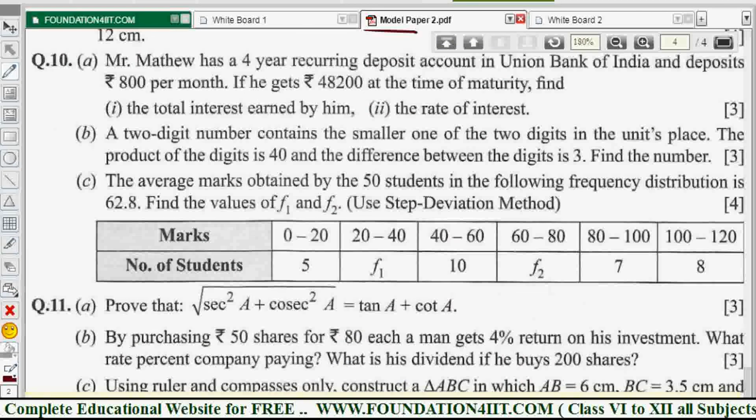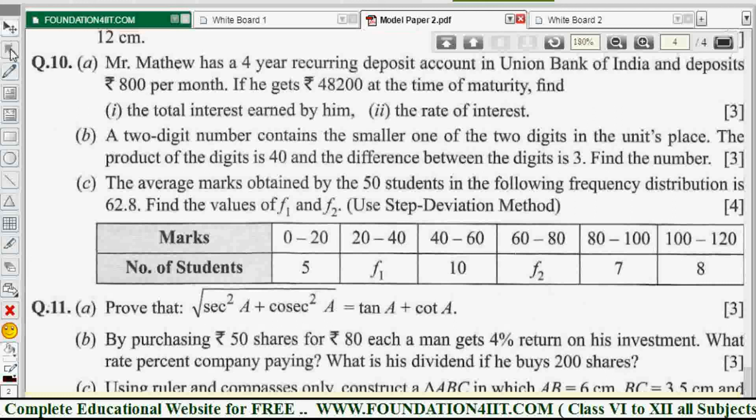Let us see the 10th and we'll solve these problems. Now let us see question number 10. The first one is from the banking chapter. Mr. Matthew has a 4 year recurring deposit account in Union Bank of India and deposits rupees 800 per month. And if he gets 48,200 at the time of maturity, find the total interest earned by him. So you have to calculate the interest and the rate of interest. So the R value also we need to find out. So simple interest and R value. So let us take the given data first and we'll solve this.